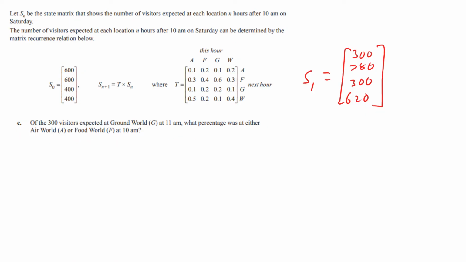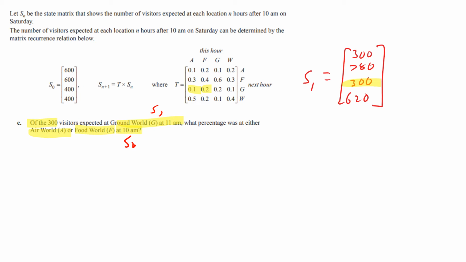Now this is an important question to study because it has this: of the 300 visitors expected at 11 a.m., that actually means S1. What percentage was at 10 a.m.? That's your S0. So we've got the 300 there from the S1, and then we've got to look at the Air World and Food World visitors that went to Ground World. If you look at the transition matrix, Air World to Ground World is 10%, and Food World to Ground World is 20%.